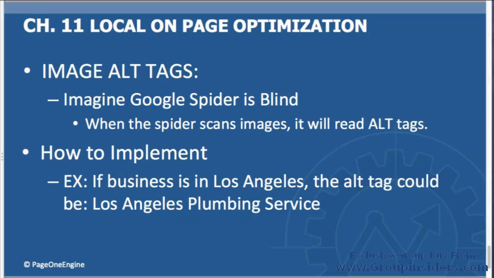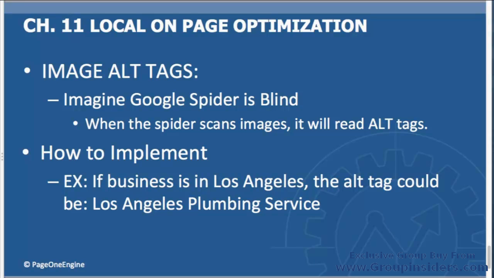So I want you to imagine that when a spider from Google crawls your site, they're blind. And when they can't see any of the images, the only way they're going to know what the image is about is by reading the alt text. So if you label the alt text correctly, they're going to know what the image is about, and therefore that's going to help with your SEO rankings.